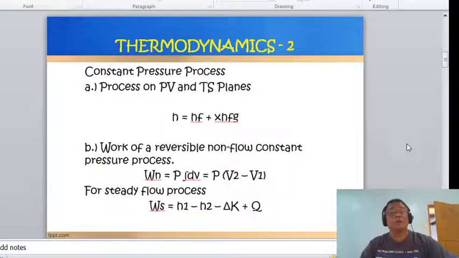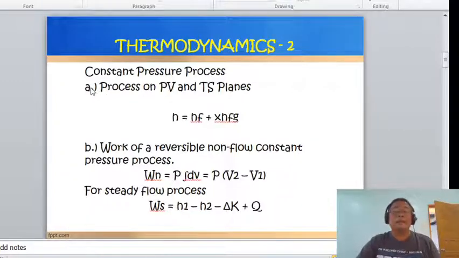So for constant pressure process, this is the first process involved in vapor. For the constant pressure process, we have the process on the PV and T-S planes. Getting the enthalpy of the vapor, that is equivalent to the enthalpy of the liquid plus the quality of the vapor multiplied by the enthalpy of the mixture, or h equals hf plus x hfg.